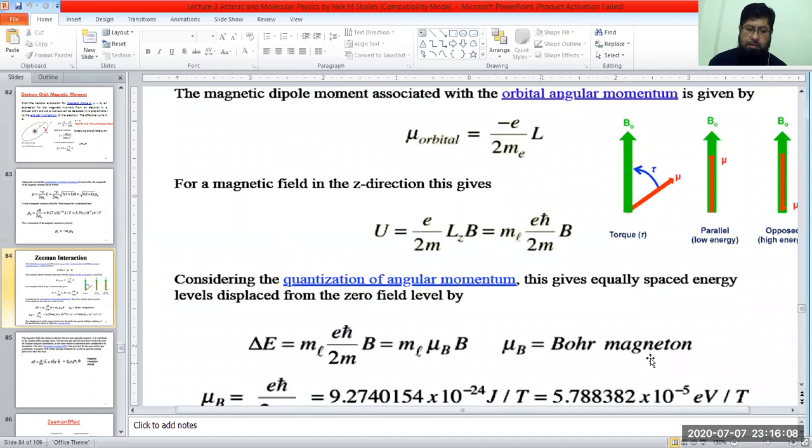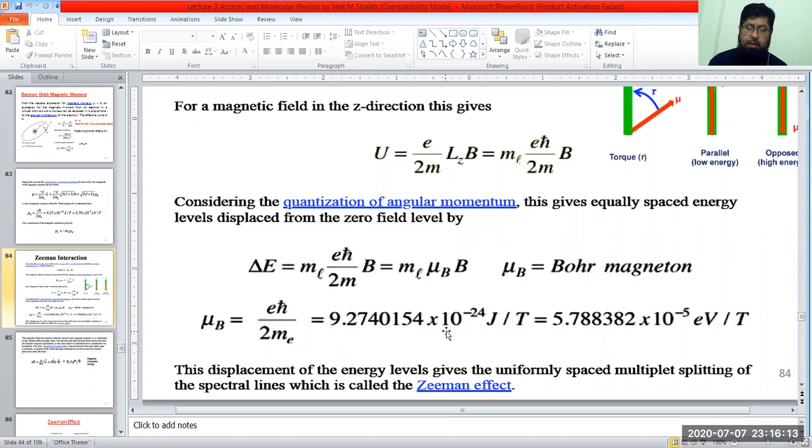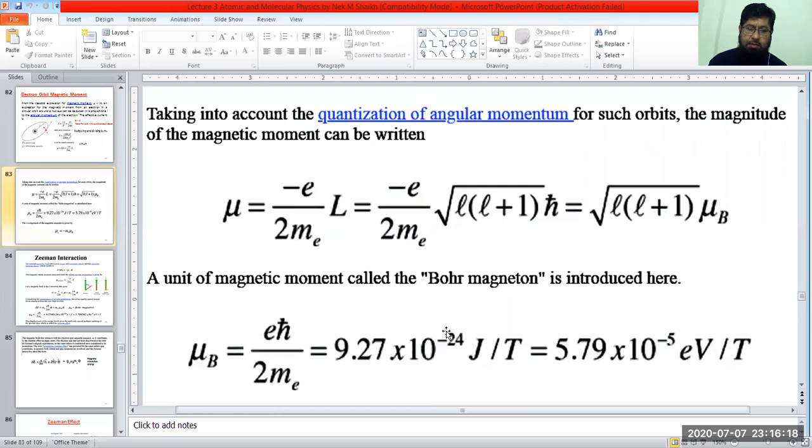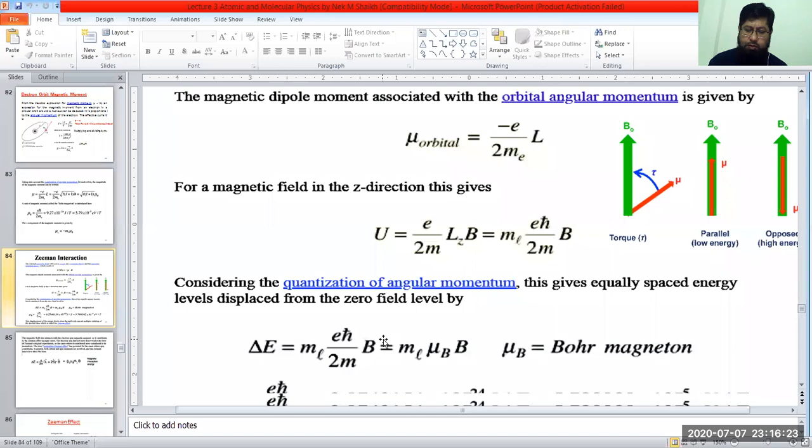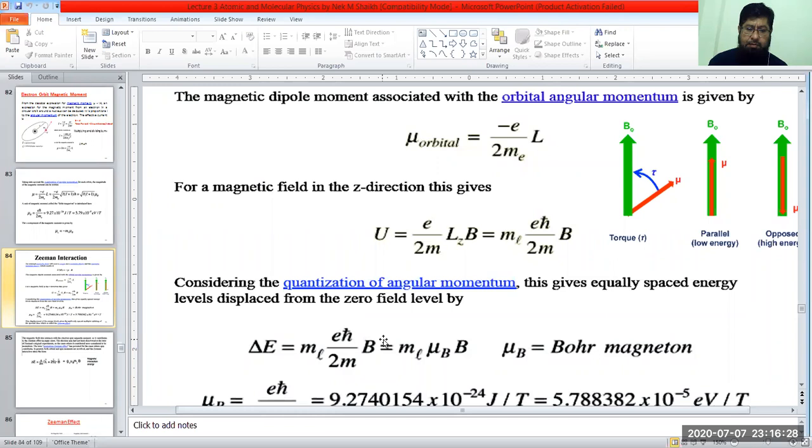Here eh over 2m is equal to this value. So this is known as the Zeeman effect. So what do we mean by Zeeman effect? Zeeman effect says that when the atom is placed in a magnetic field, as a result, each level of the atom interacts with the external magnetic field. So as a result, the energy levels are split.